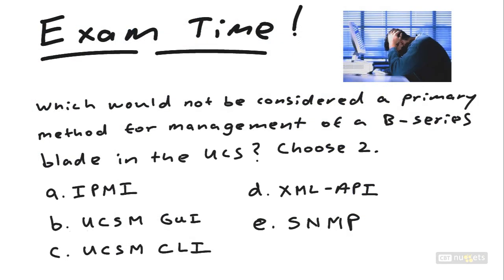Let's have fun with a little exam time to wrap up this nugget. So our question is, which would not be considered a primary method for management of a B series blade in the UCS? And we need to choose two. Now, when we are tackling certification questions, we have to be in detective mode, right? We have to look at every single clue, every single piece of evidence we might have. And a big clue here is primary.